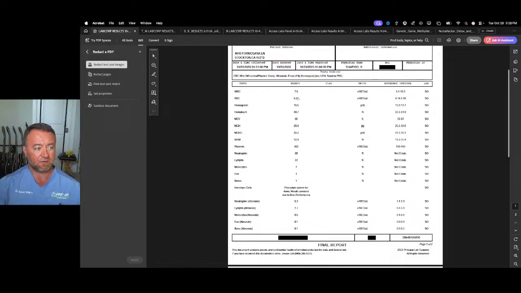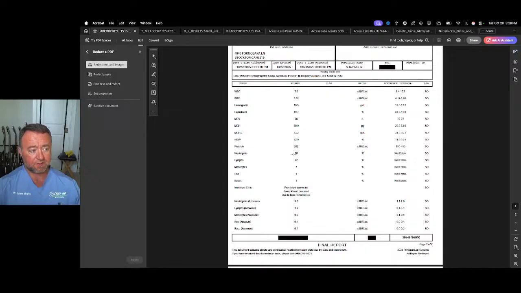Like his RBCs are 5.52. The top end is 5.80, which actually is a pretty good number. Hemoglobin 16.5. Top end of that is 17.7. Hematocrit 49.7. Top end is 51.0. So he's probably going to end up needing to do another therapeutic phlebotomy session. I'll probably have him do that in 4 weeks and get that level down more into that bell curve, right? All of his other numbers are in a pretty good place.